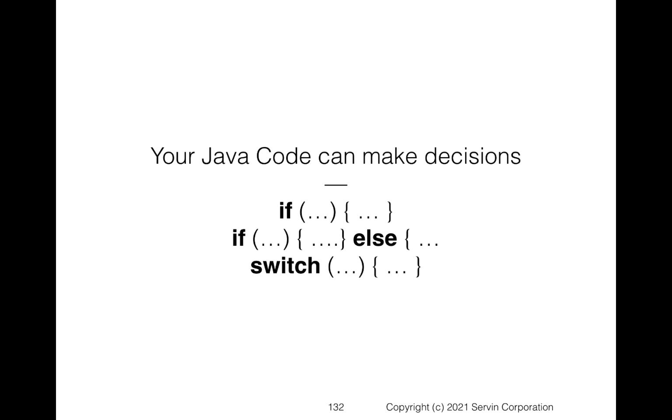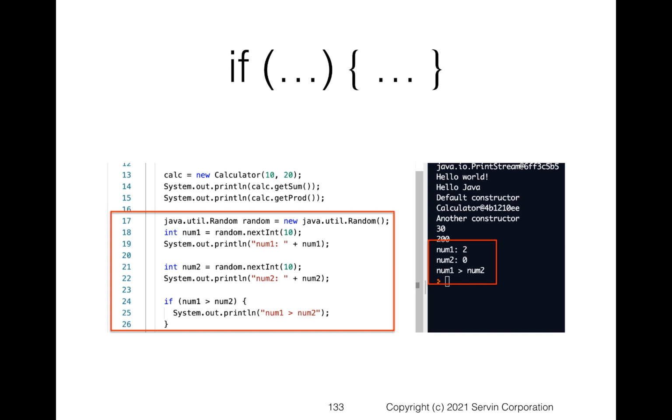All right, in addition to throwing exceptions, your Java code can make decisions. It can use an if, it can use an if-else, and it can use a switch. So let's first look at the if statement. Notice at line 17, java.util.Random. So here's a new class, java.util.Random, and I'm creating a new Random, basically a random number generator. And at line 18, notice random.nextInt will get the next integer value. And so that gives us a num1, and at line 19, I print that out.